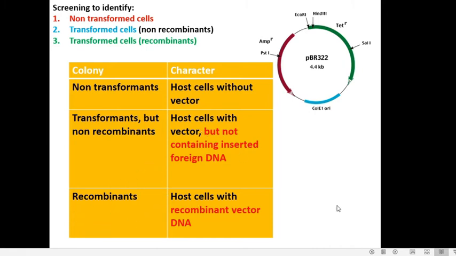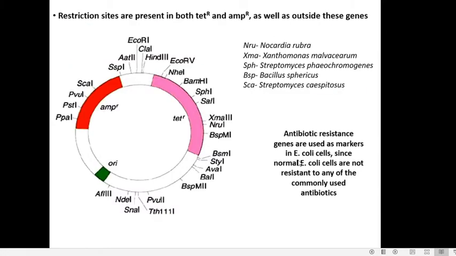So how can we screen them? Screening is done with the help of antibiotic resistance genes. So for that we will go to the structure of this pBR322 again, where we can see this is the tetracycline resistance gene. This is a sequence of this gene. Within the reading frame of this gene, you can see many restriction enzyme cutting sites like NheI, BamHI, SphI, SalI, etc. Suppose your foreign DNA was cut with the enzyme BamHI.